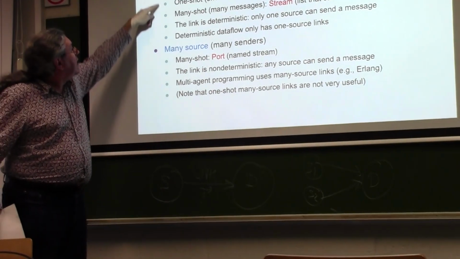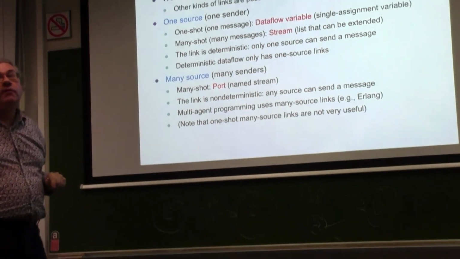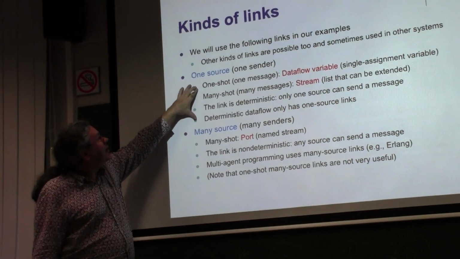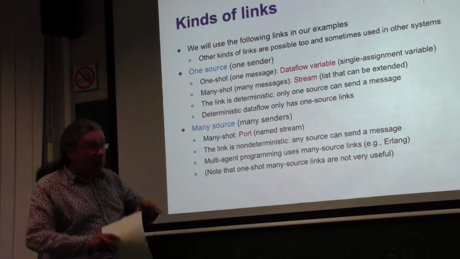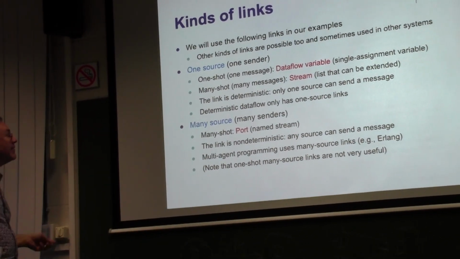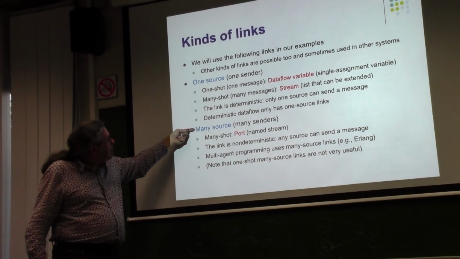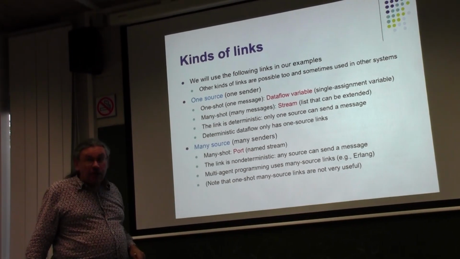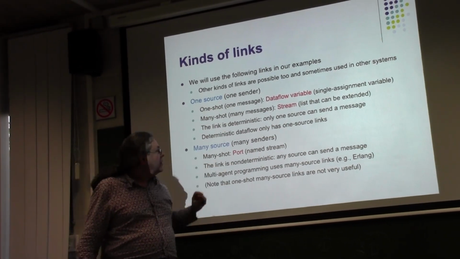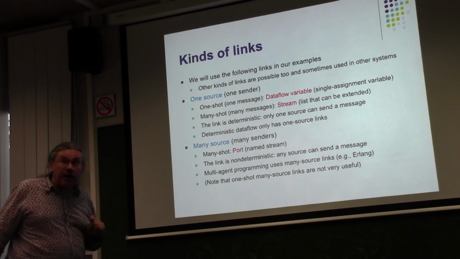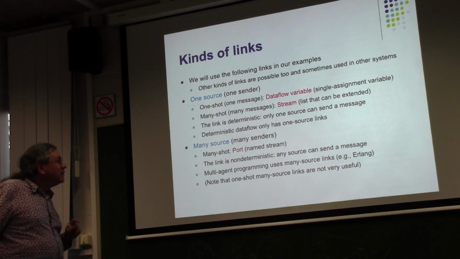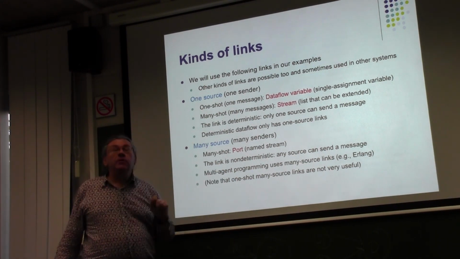Deterministic data flow only has one source links. We saw this already before, okay? Now I'm putting it in a more general context, because we're going to multi-agent. The thing we add is many senders, and we saw the concept, port. So this is a named stream, and any thread can send if it knows the name.